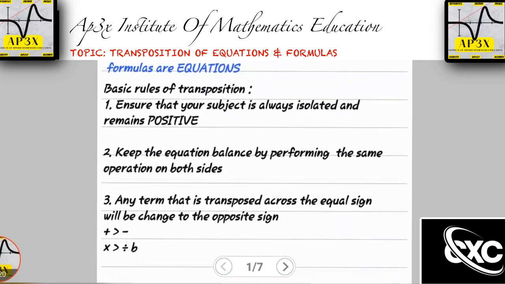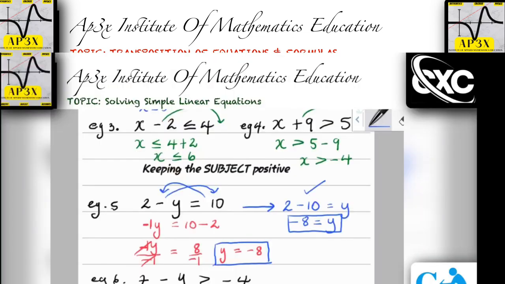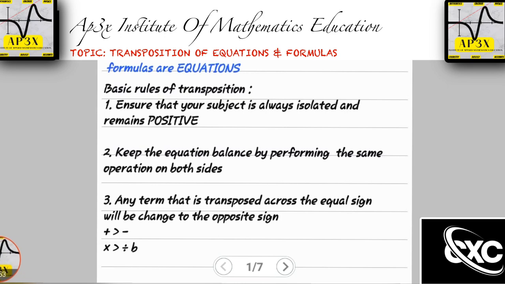Now we're going to be looking at the basic rules of transposition. In my last couple of uploads I went through parts 1, 2 and 3 of solving equations. Solving equations is very similar to transposing an equation or transposing a formula. It's more or less the same, but with solving an equation we're actually getting a value for the unknown variable. When it comes to transposition, we're just rearranging how the actual equation looks based on the variable that we're looking for.